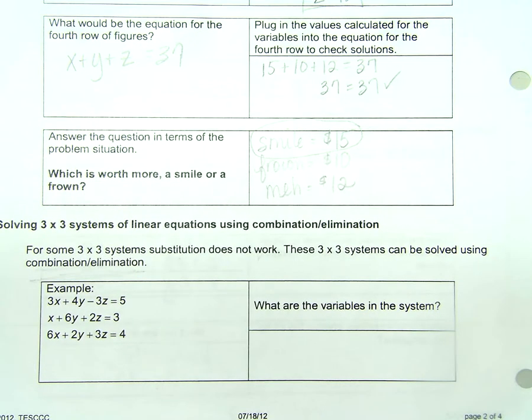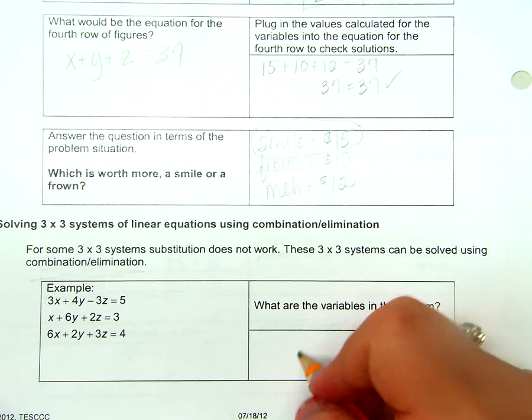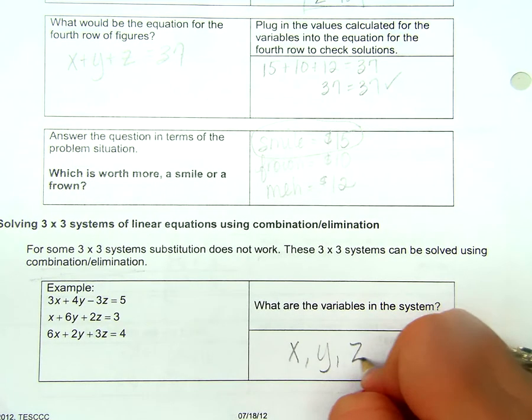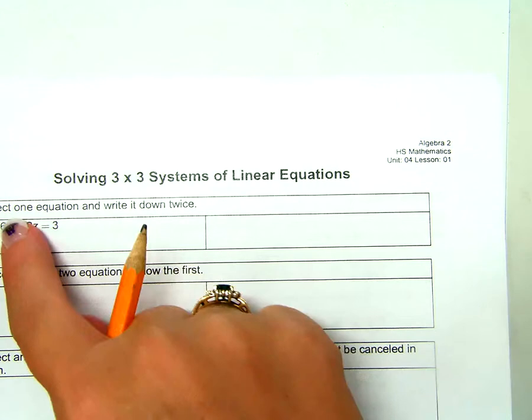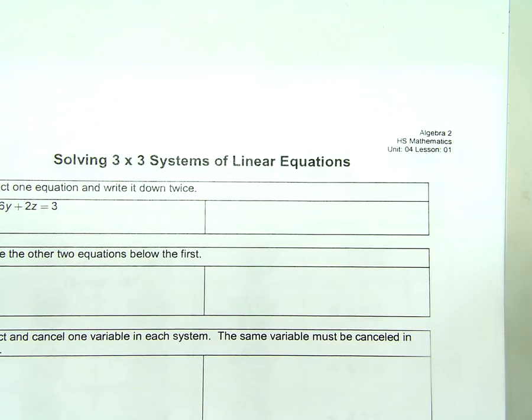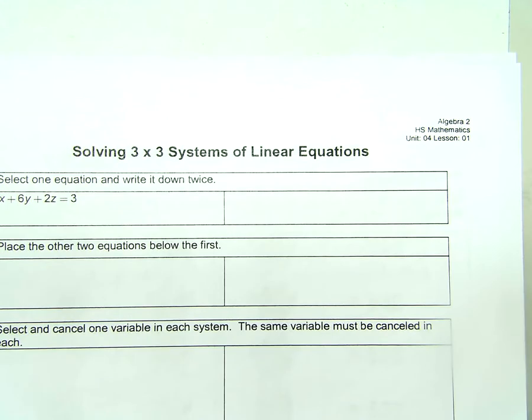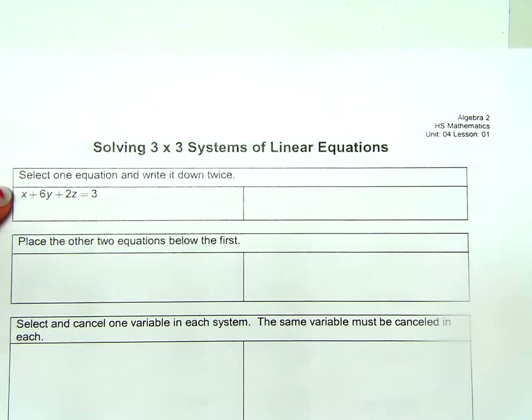What are the variables in this system? X, Y, and Z. Do they mean anything? At this point, do they mean anything? No. There's not a smile attached to one or a frown. There's not a label attached to any of them. It's just a variable. Are you okay with that? Okay. Select one equation and write it down twice. Well, guess what? They already selected one for you.